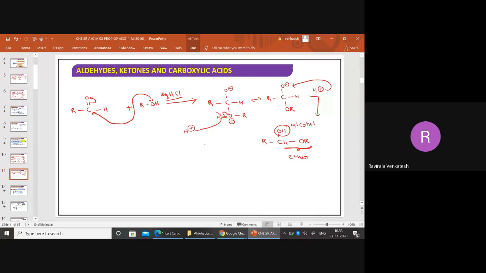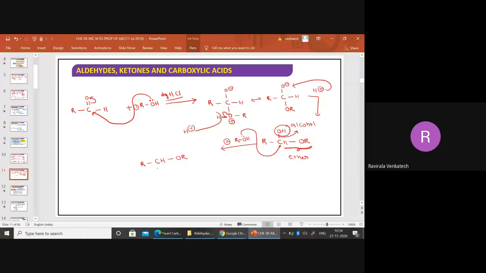Okay. Now, again, take the second mole of alcohol. This is the first mole of alcohol I have taken. Now, the second mole of alcohol I am taking here, ROH. Now, second time I am doing the reaction. This lone pair again attacks here, and completely the OH will be removed here. So what we are going to get here, R, CH, OR.